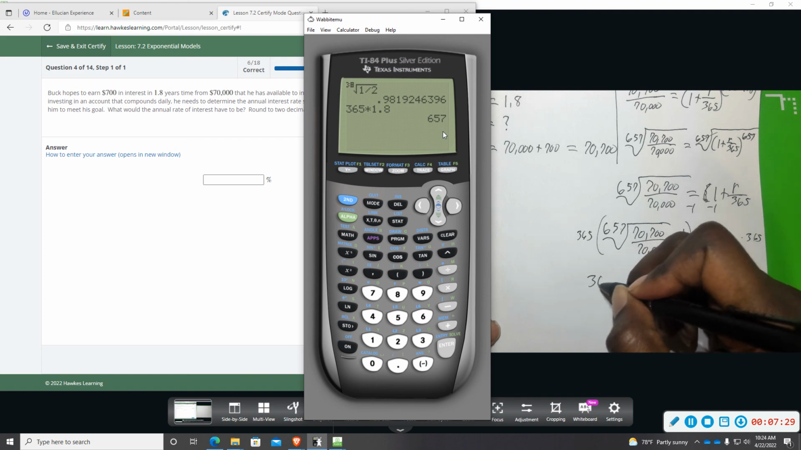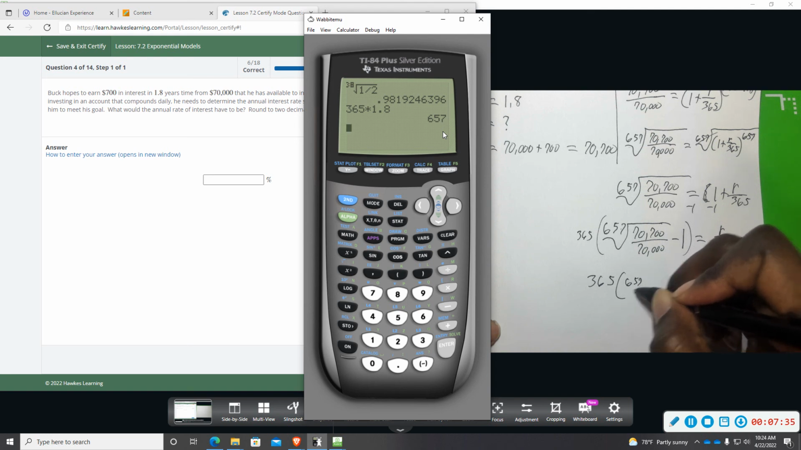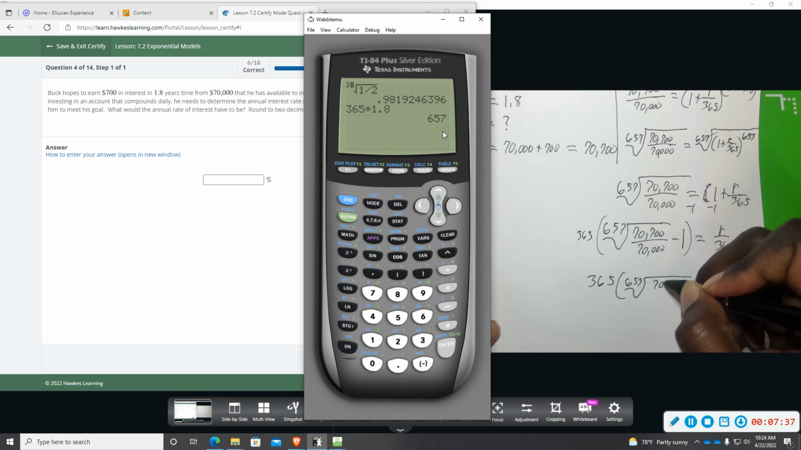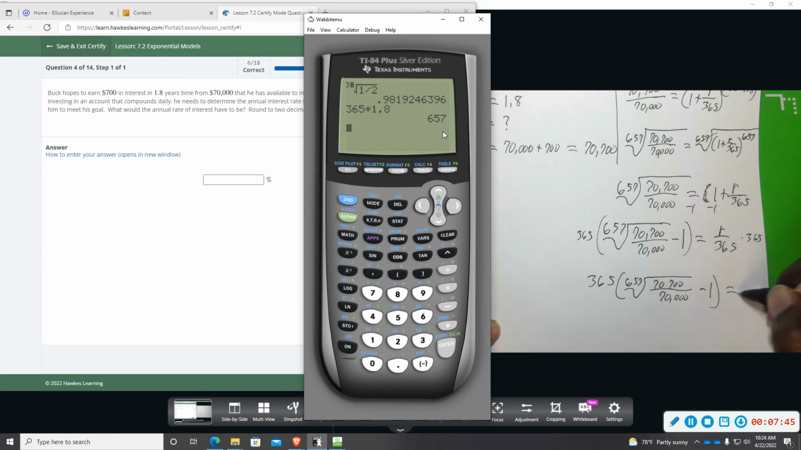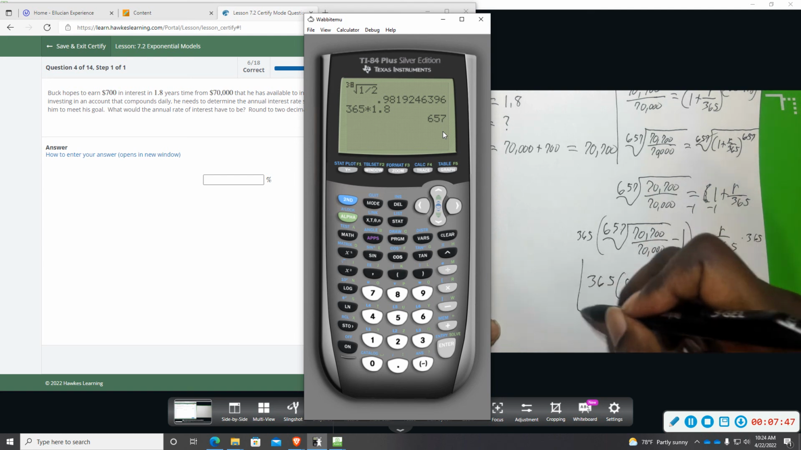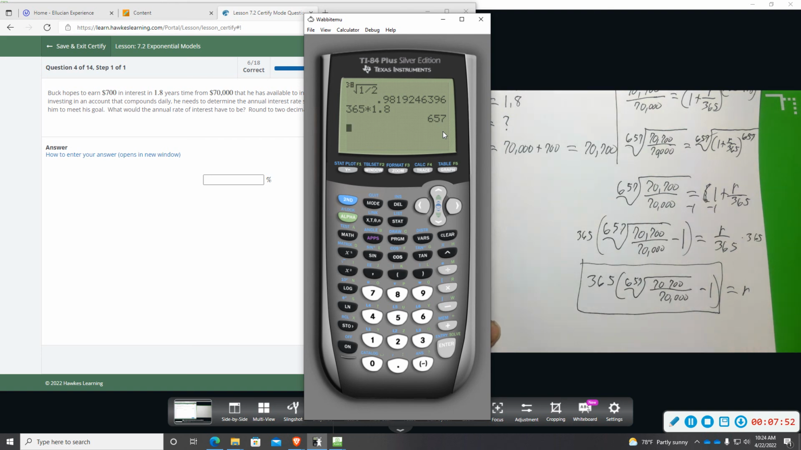So 365, parentheses, the 657 root of 70,700 over 70,000, minus 1 equals r. So you're going to do all of that work to find r, and now we're going to plug that into the calculator.